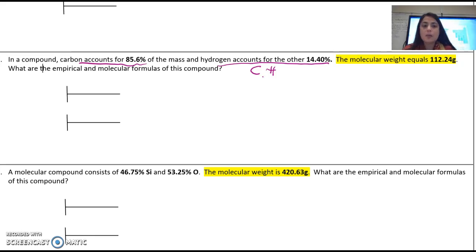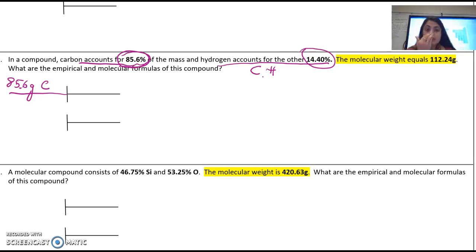All right, so it says in a compound, carbon accounts for 85.6%. So I'm going to go ahead and put this here as 85.6 grams, and put C here because it says percent to mass. So I took the percent and just converted it into grams. Because out of 100%, you have 85.6% of carbon, and then the other is 14.4%, and that should add up to 100. So your formula only has carbon and hydrogen.